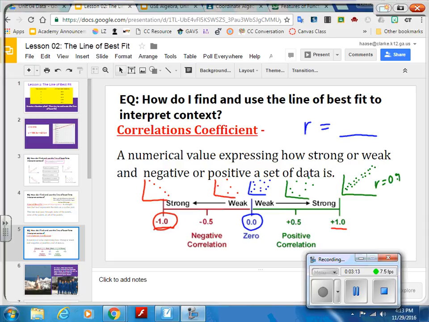It's positive, and it's close to 100% linear. If it was a 1, it would be a perfect line. However, this one is 0.9. It's pretty close. Those points are really close together to what we would imagine when we draw that line of best fit. Now, that's our goal today, to use technology to draw the line of best fit, to get the equation for it, and then also to read the correlation coefficient R. So let's look at an example.